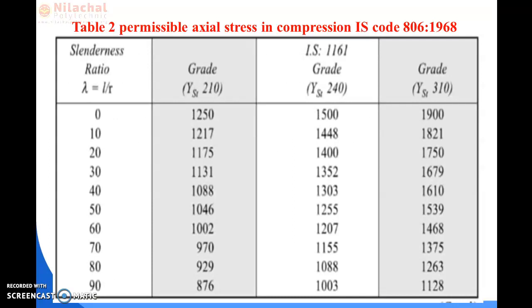Here, table 2 represents the permissible axial stress in compression member, which is already given in IS code 806-1968. So here is your first column, slenderness ratio, the second column, grade of the tubular section YST 210, and the third column represents grade of tubular section YST 240, and the next column represents the tubular section grade of YST 310.